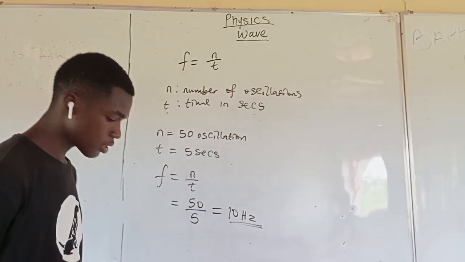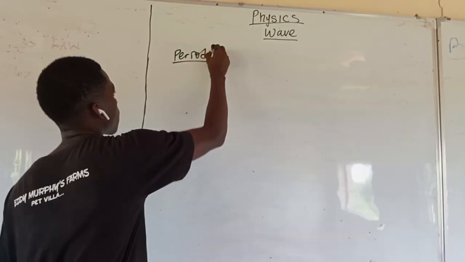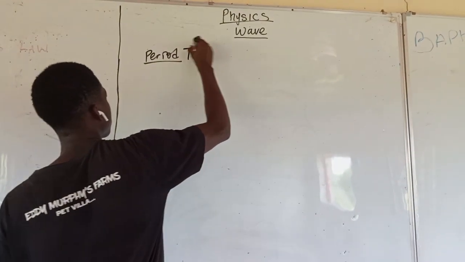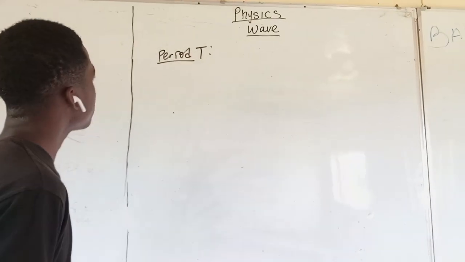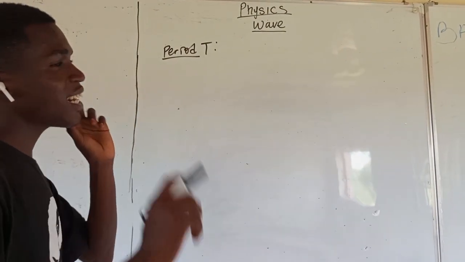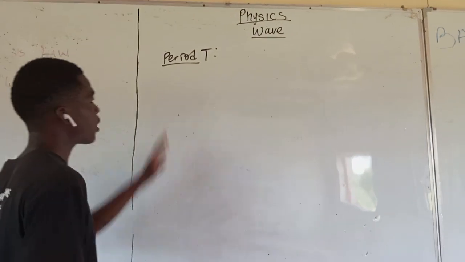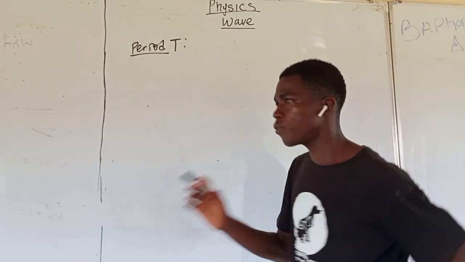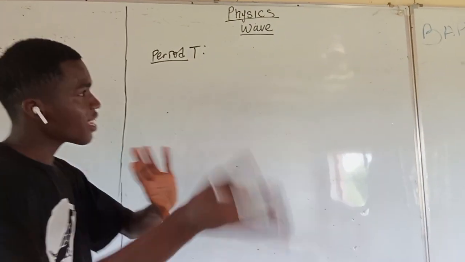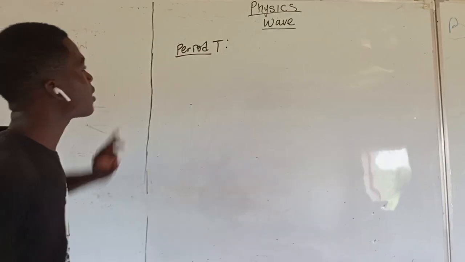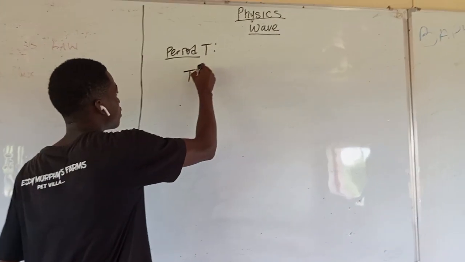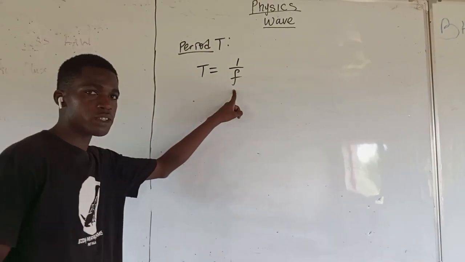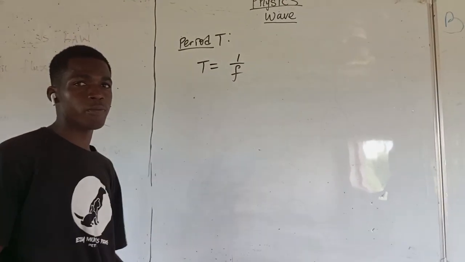So the next thing we'll talk about now is period. What is period? The symbol for period is T, capital letter T. Period can be defined as the time taken to perform one oscillation. Write it down, there is no time. So if you relate that definition with frequency, you discover that they are inverse of each other. So the formula for period is T is equal to 1 over F. That means period is the inverse of frequency, and frequency is also the inverse of period. Are we getting it now?